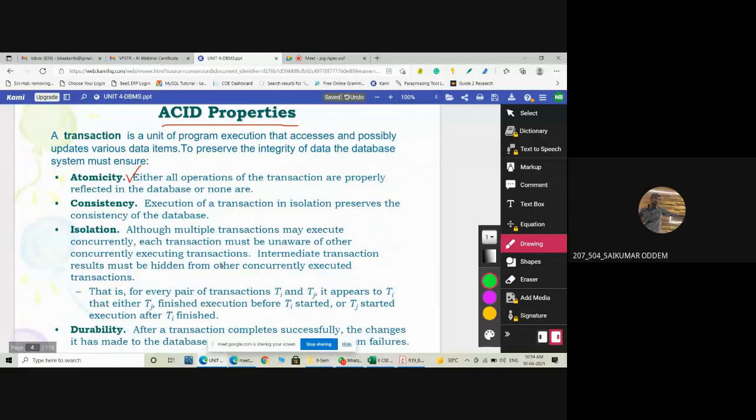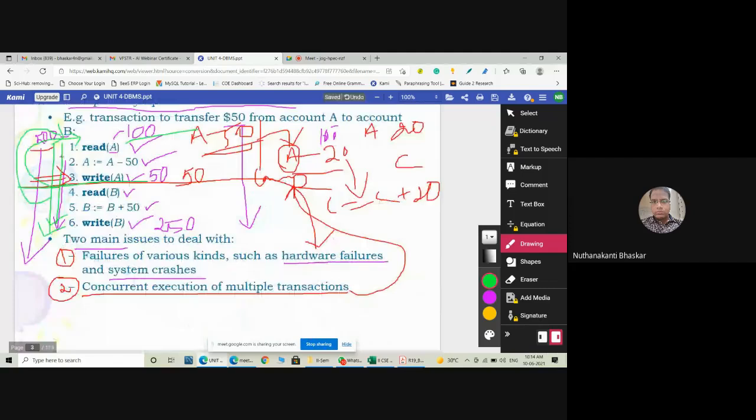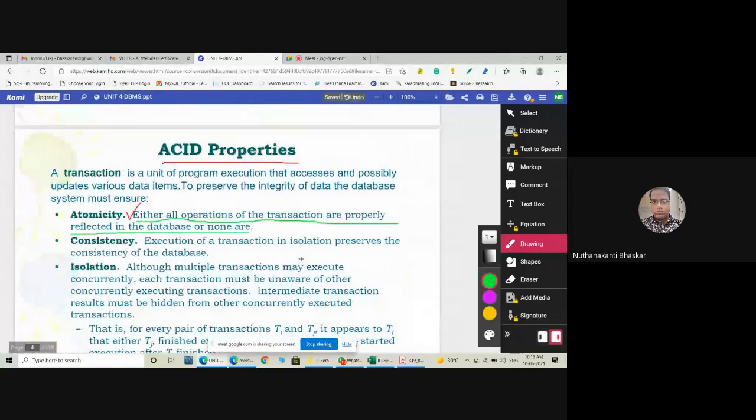So again, I am reading: either all operations of the transaction are properly reflected in the database or none are. It means if you want to perform all your actions, you perform them. If there is any problem in the middle, maybe because of a concurrent execution problem or hardware failure, it will be moved back to the beginning of the transaction so that no one will lose the amount. So this is exactly atomicity.